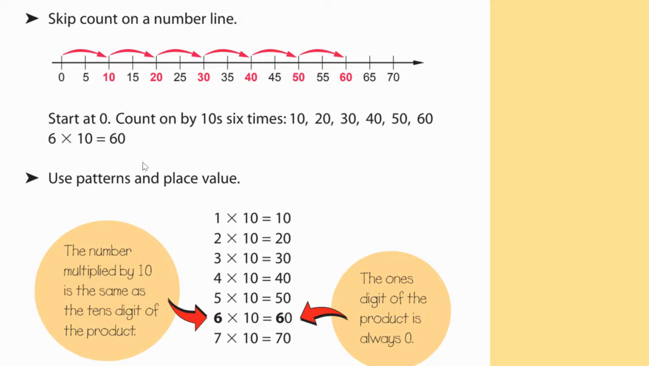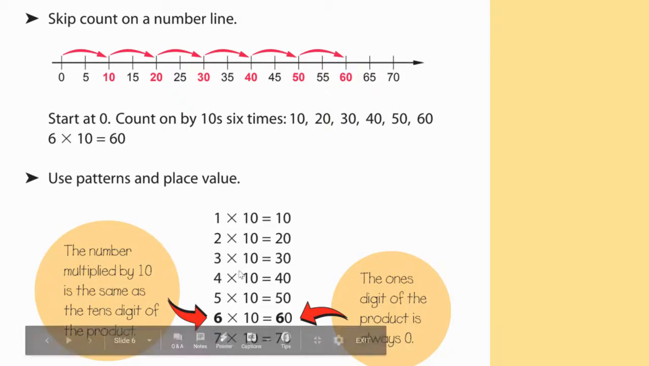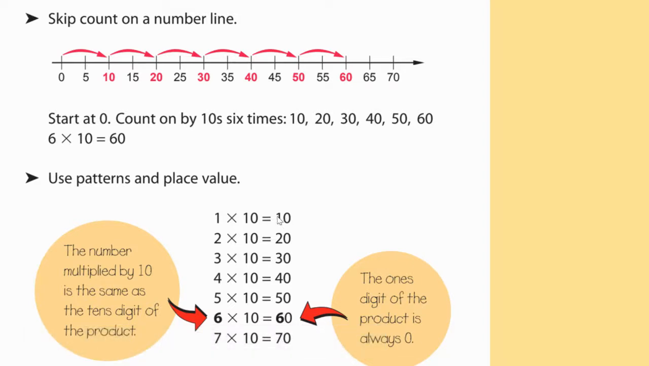Another thing to look at is you can use patterns and place value. So 1 times 10 equals 10, 2 times 10 equals 20, 3 times 10 equals 30, 4 times 10 equals 40, 5 times 10 equals 50, 6 times 10 equals 60, and so forth. So do you notice that the ones column actually stays the same? They are all 0. However, the tens column goes up by 1 each time.